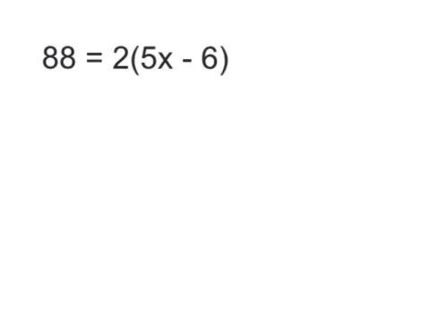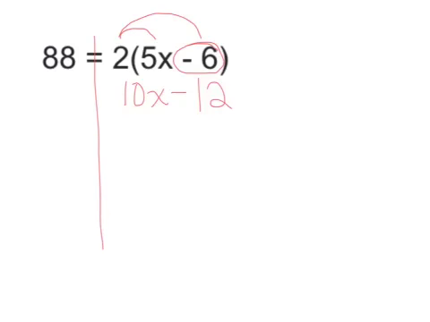Again, this is the distributive property. We're going to multiply this 2 times both values on the inside of the parentheses. 2 times 5x is going to be 10x. And then 2 times negative 6 is negative 12. I'll draw my balance line. We have 88 equals 10x minus 12.